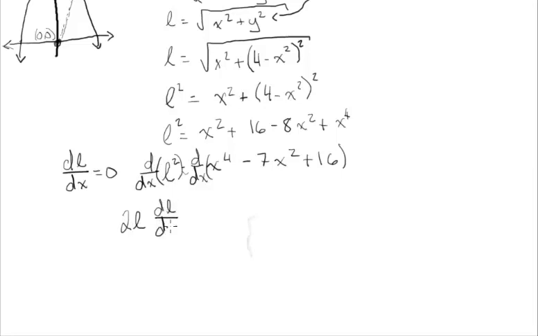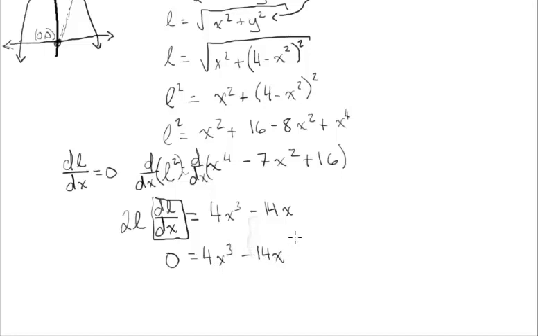Or not dt, sorry, dx. And then this I can just differentiate normally. So 4x cubed minus 14x. And now this I'm going to set equal to 0, which is going to make this whole thing equal to 0. So I end up with this equation here.